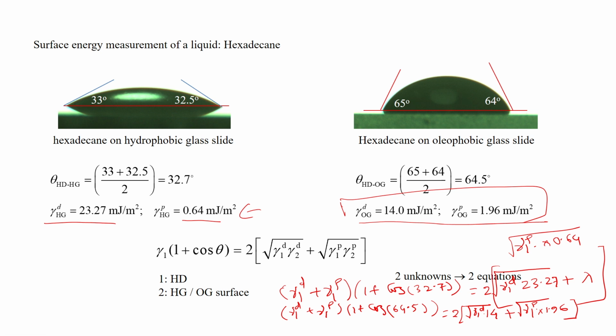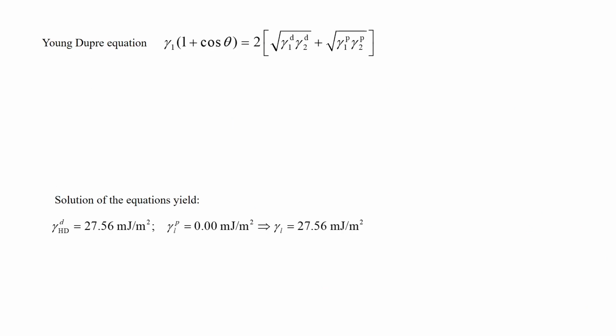Now, that needs to be solved, and there are two unknowns, so it can be solved and we can find these values. I have now found out the solution: gamma 1 d is 27.6 and gamma 1 p is 0.0. Hexadecane is expected to have a very small polar component anyway. So, this method that I have showed you is useful for finding out the surface energy of a liquid or of a solid surface, and it can be done easily.